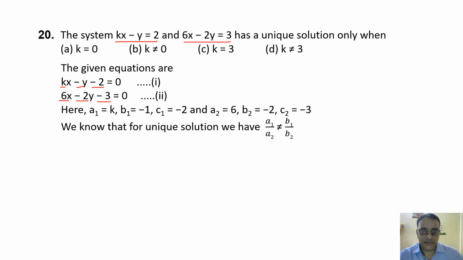Now a1 upon a2 is k upon 6. b1 upon b2 is minus 1 upon minus 2, which becomes 1 by 2. So k upon 6 is not equal to 1 upon 2. Shifting 6 to the other side, we get k is not equal to 3. Which option is correct? Option D.